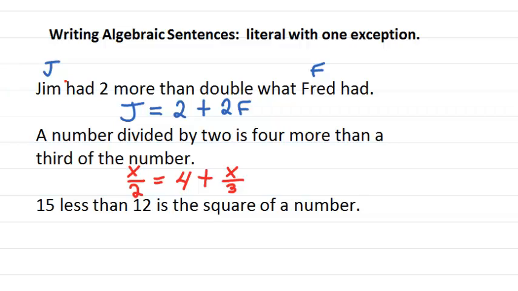In the third sentence, 15 less than 12 is the square of a number. Now here, we see subtraction. So in order to subtract, you need something to subtract from. When I see 15 less than 12, that means that I had 12, and I took away 15 from it. So the exception with subtraction is whatever you're subtracting has to go afterward. And that is the square of a number. So if my number is x, it's the square of that number. And this sentence would actually never take place because no number, when it's squared, would come out to a negative number.